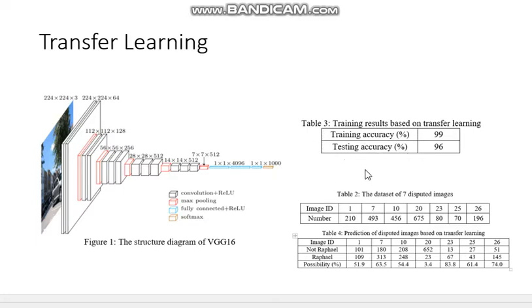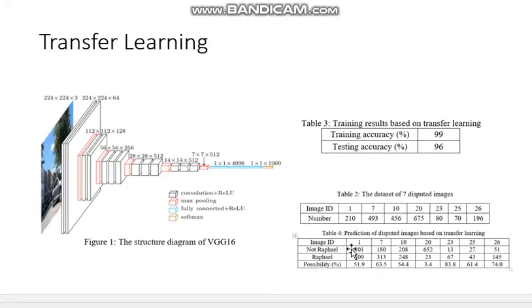Here we can see, since the testing accuracy is very good, that means the VGG16 network can perform well on the classification task. And then we use this model to predict the 7 disputed images. For image 1, we have 210 small images. We make the prediction of these 210 images. We got the results like this.